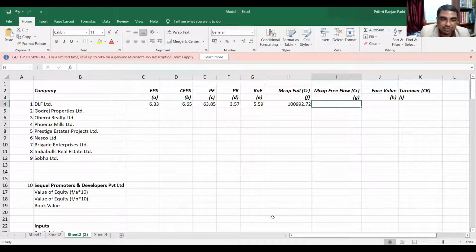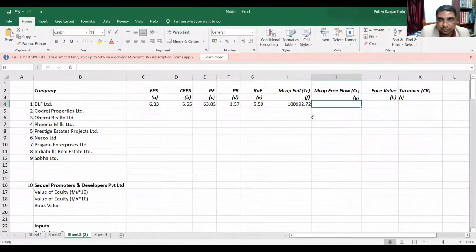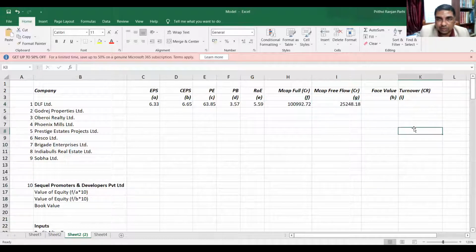Okay, market capitalization free float. We may not take it, or we will focus on the full market capitalization. If you want, you can take it. Okay, let us take it here. Market capitalization free float, how much is that? 25,248.18. This is also in crores.